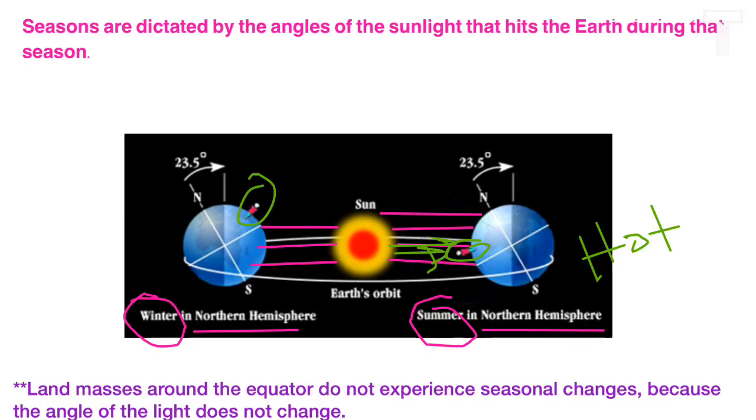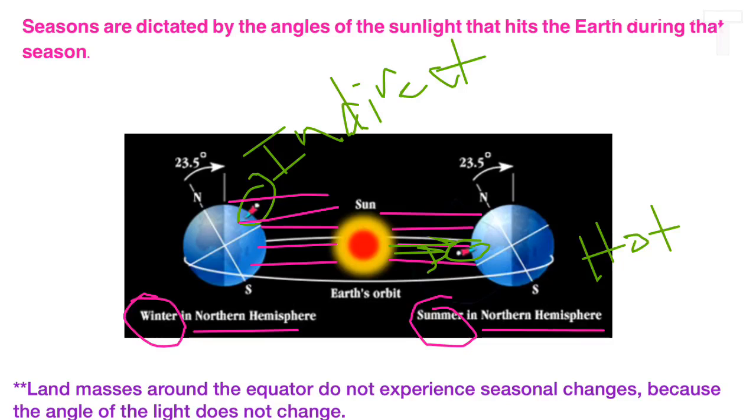But in the winter time, don't let this fool you, we are still getting sunlight up here, but it's indirect sunlight, okay? Indirect, meaning not direct sunlight. Since it's not direct sunlight, that sunlight's being spread over a larger area. Whereas when it's hot in the summer, it's because we're getting that direct sunlight that's very narrow and not spread out.